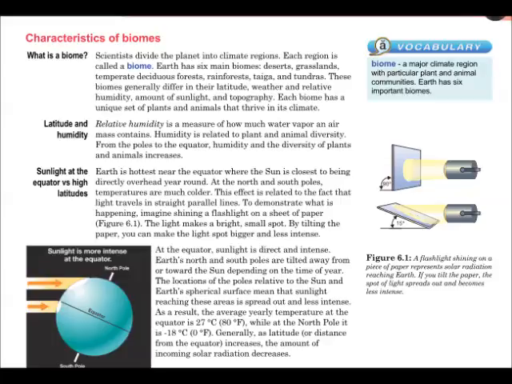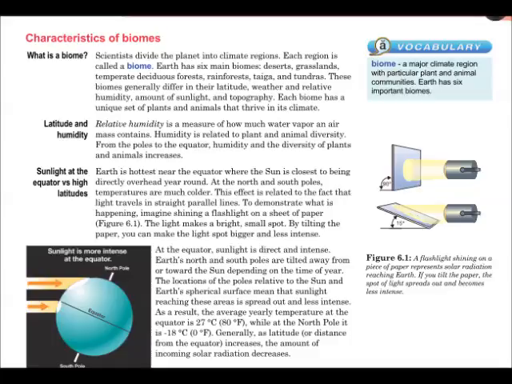This effect is related to the fact that light travels in straight, parallel lines. To demonstrate what is happening, imagine shining a flashlight on a sheet of paper, figure 6.1. The light makes a bright, small spot. By tilting the paper, you can make the light spot bigger and less intense. At the equator, sunlight is direct and intense.